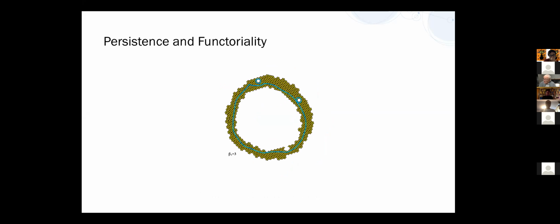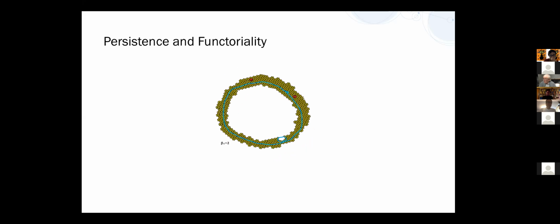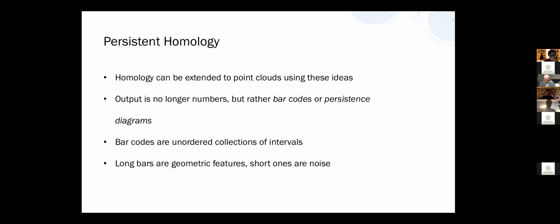And you might say, well, change the threshold, make the balls a little bigger. If I do that, I can fill them in, but now I get something at the bottom here. And so I now have Betti 1 equals 2. So neither answer is correct, but the one that I want is the one that persists across the change of scale. So that's called persistent homology. And it turns out that can be made into precise algebra where you can extend homology in this way by studying the persistent features. So the output is no longer numbers, that's a price you pay, but rather barcodes or persistence diagrams. The barcodes are unordered collections of intervals.